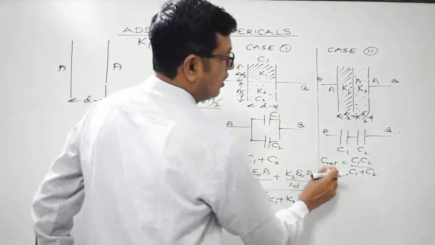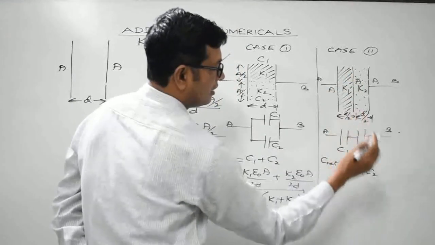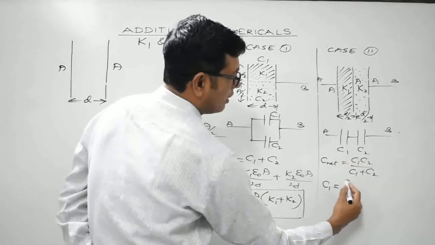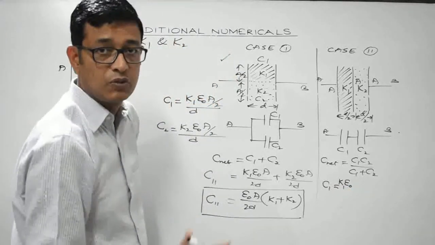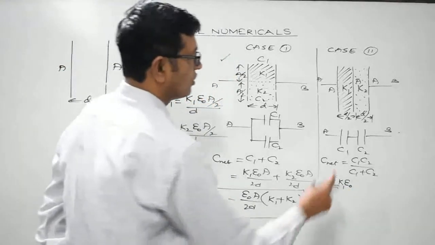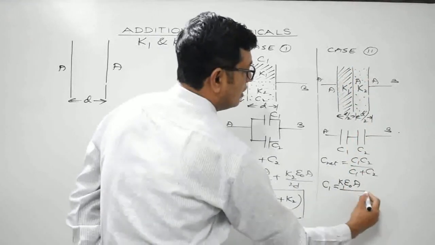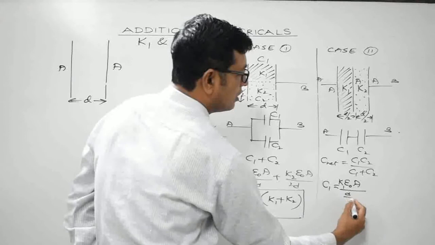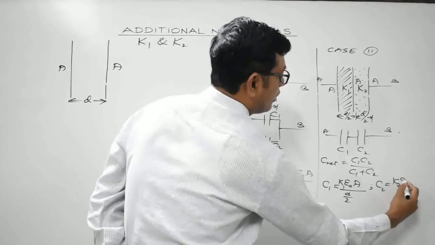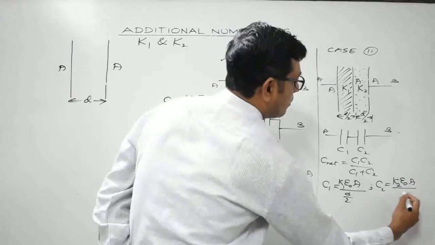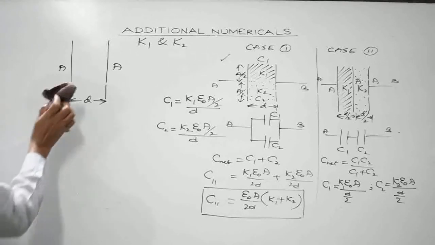What about C1 in this case? It is K1, since the capacitance becomes K times, the dielectric constant times. The area of each of the plates remains the same, A. The separation between them gets halved, d by 2. And what about C2? It is K2 epsilon A divided by d by 2. Right? So let's substitute the values over here.